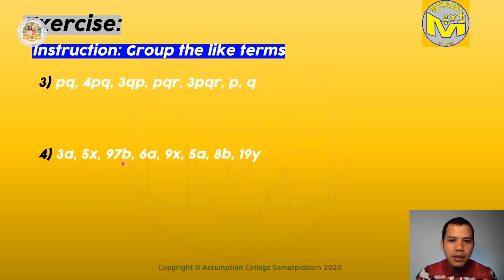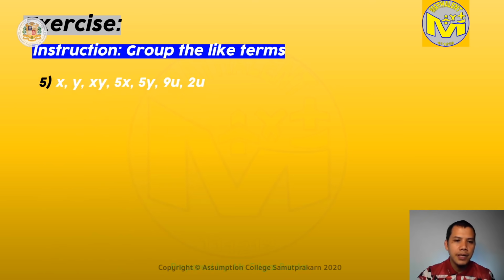Next group, how many B's? Yes, we have 2 B's. So, that is 7B and 8B. Do we have another group? Yes, X group or group of X. 5X and 9X. Any more? No more. We just have 19Y. So 19Y is just 1, so it doesn't belong to any group. Next.